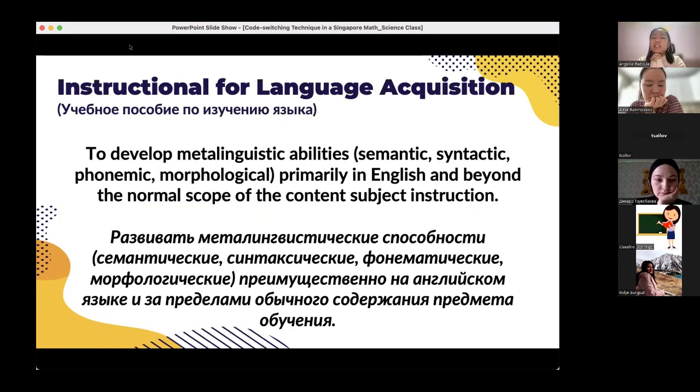Okay, and the last one is instructional for language acquisition. So this is, I think, one of the most important, but unfortunately, something that wasn't given importance. And so firstly, what do we do in instructional for language acquisition? While we're teaching science and mathematics, we're also trying to teach the kids linguistic abilities. When we say linguistic abilities, these are abilities related to language, specifically in English.